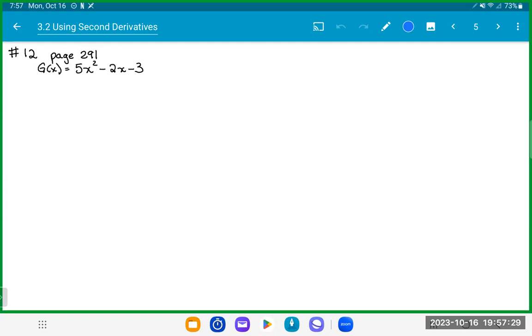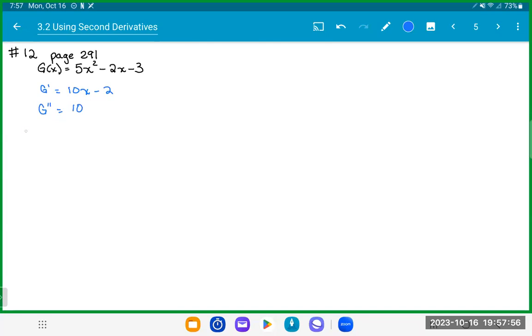All right. So now let's look at this. So the first one, we have our function. So let's do our derivatives, right? So g prime is going to be 10x minus 2, and g double prime is going to just be 10, right? So our first derivative, second derivative, that is going to help us out.